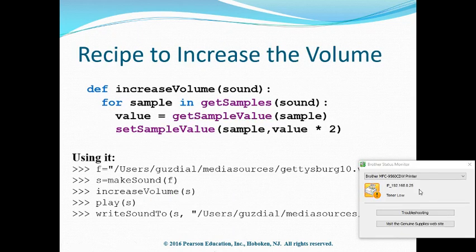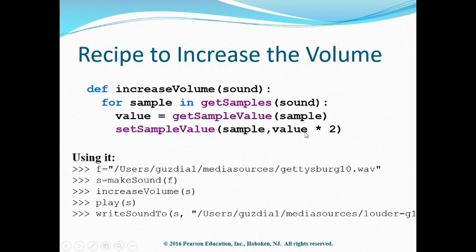So here's a recipe to increase the volume. We define increaseVolume. It's a function that takes one parameter, which is sound, and we say for sample in getSamples. So we're saying for every sample in this list of samples, right? It kind of makes sense. And then we're going to set the sample value to the sample's value times 2.